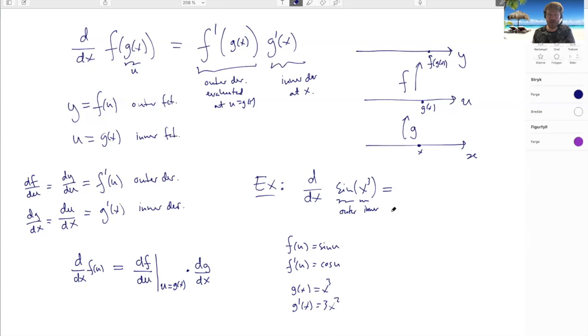So now if I use the chain rule, I first write the outer derivative, cos u, evaluated at g of x. So that's cosine u evaluated at x to the third. And then I multiply by the inner derivative, which is 3x squared. And then I'm done. So if you feel as if this is difficult, then I think a good help is to write out explicitly who are the inner and outer guys, and then plug things in carefully.